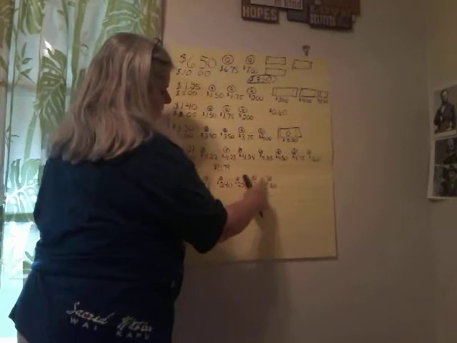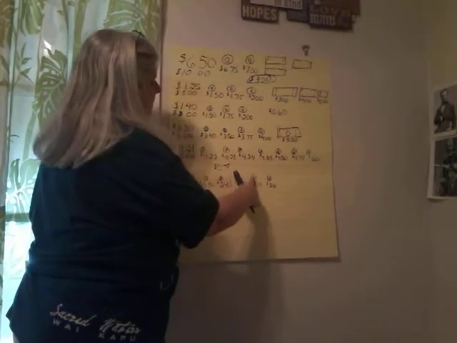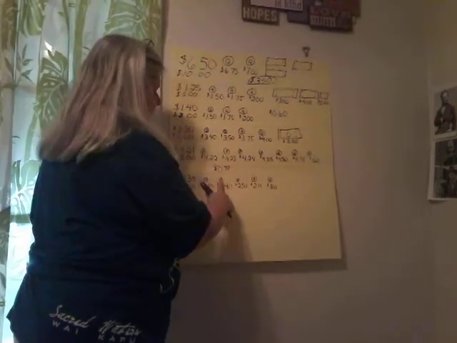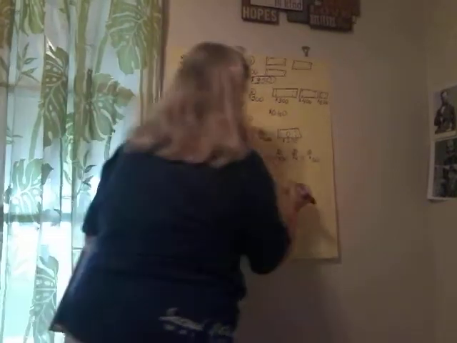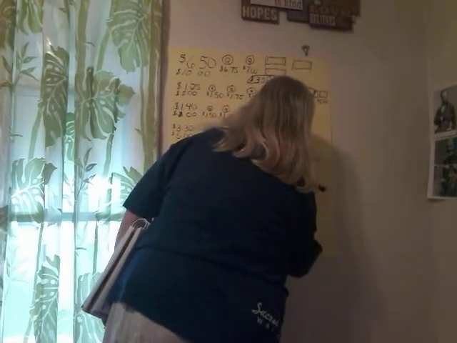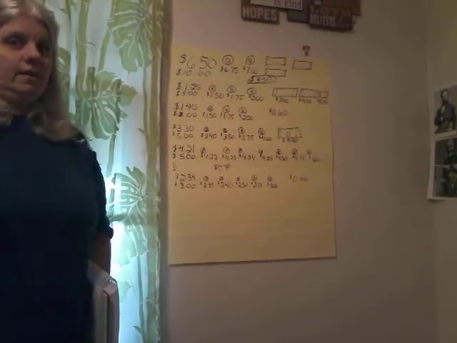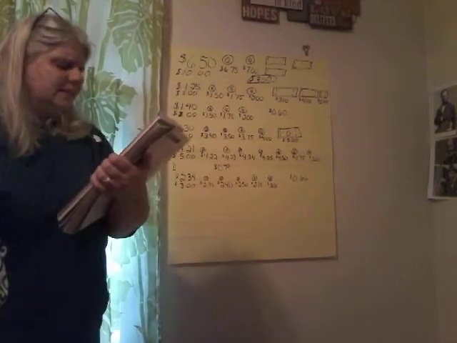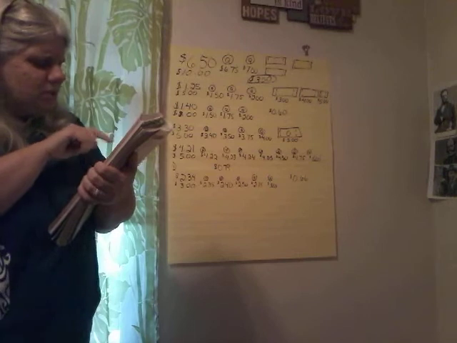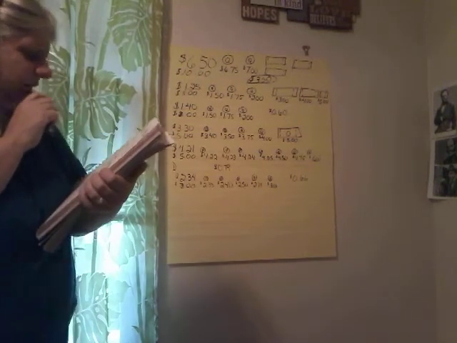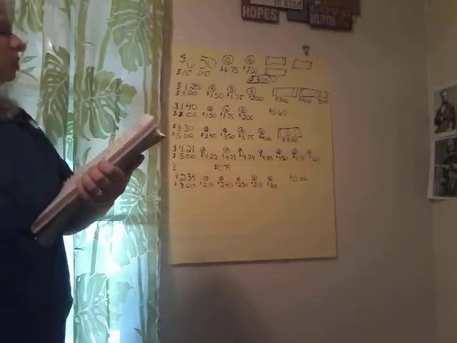So 25, 50, 60, 65, 66. So we gave 66 cents. Okay? How are we doing? It's a lot easier when they give you the numbers in there, yeah? All right, so let's look at number 2.